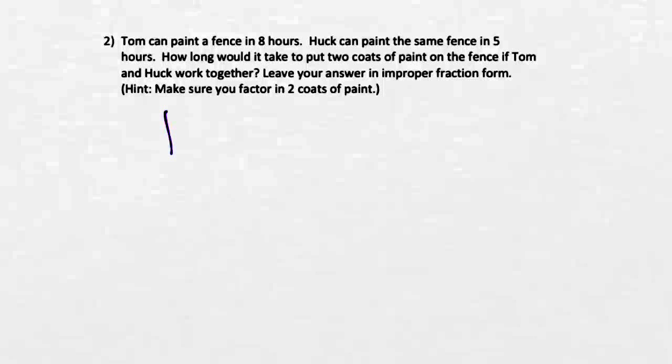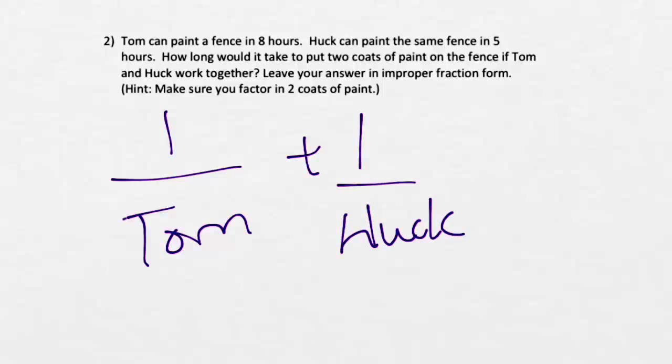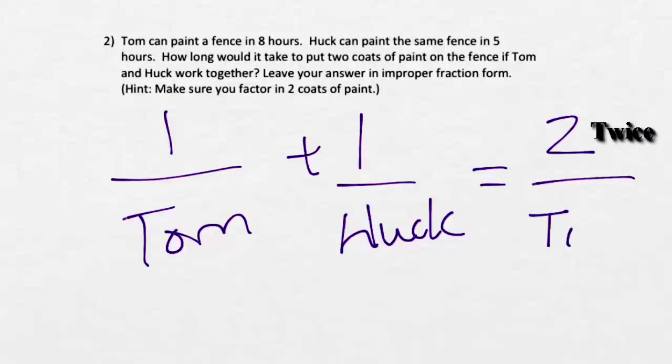Now we're going to put that into use. So Tom can paint a fence in 8 hours. Hal can paint the same fence in 5 hours. How long would it take to put 2 coats of paint on the fence? So we're going to start off with our original formula, one of the 2 options. I'm going to pick the one that requires me to say 1 over Tom plus 1 over Huck. And then that's equal to, now remember they're not painting the house once but twice, and when they work together.